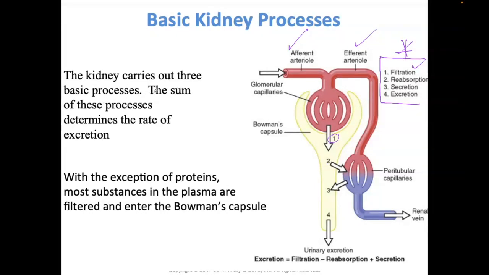The kidneys carry out three basic processes. The sum of these processes determine the rate of excretion. With the exception of proteins, most substances in the plasma are filtered and enter the Bowman's capsule. Here's that Bowman's capsule.